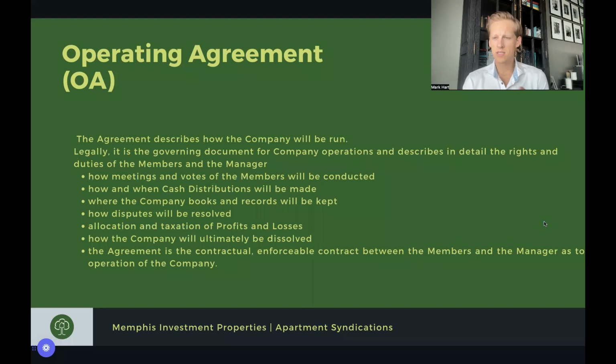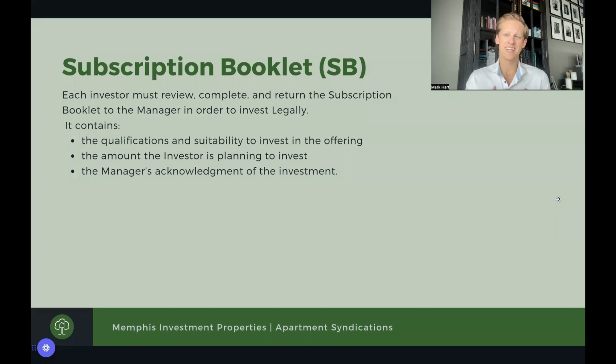So there's a lot of similarities between the operating agreement and the private placement memorandum. So you will need to read both documents to really understand the pros and the cons of the individual investment or the company that you'd actually be buying into, essentially. And then one of the final documents is the subscription booklet, or the SB. And each investor must review, complete, and return the subscription booklet to the manager in order to invest legally.